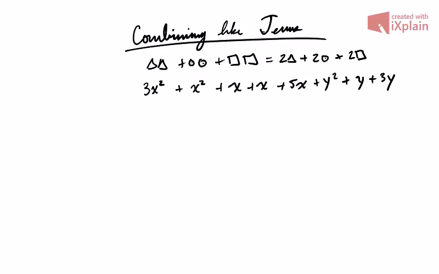Well, this looks pretty complicated, right? But basically, you want to find things that all look alike. Well, I've got 3x squares, and I've got 1x squared. So basically, I've got 4x squares in all. Okay, cool. We've got rid of that one. Let's do x. So I've got x, and 5x's. So I've got 1x plus 1x plus 5x.